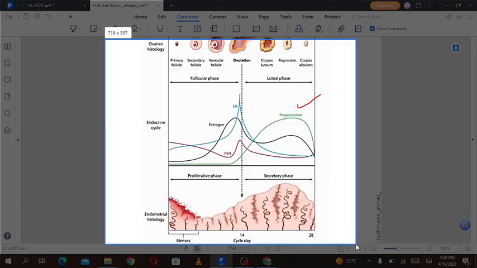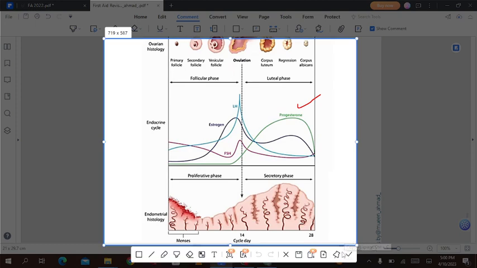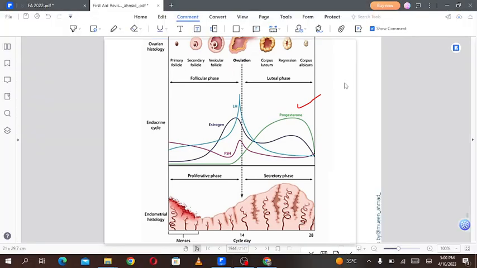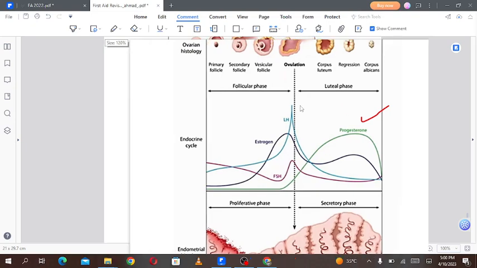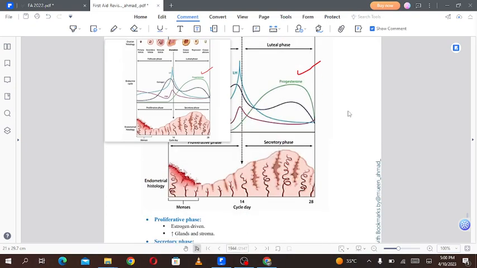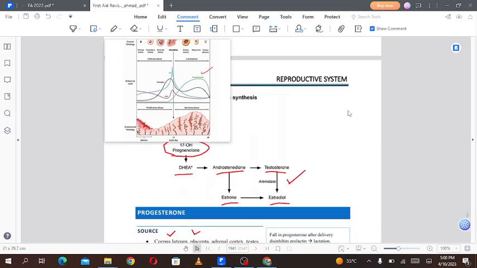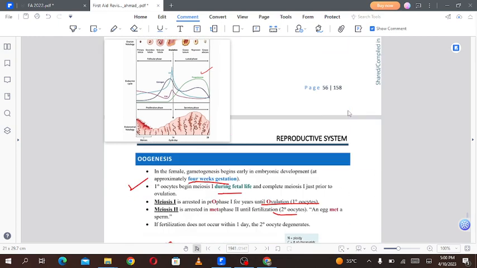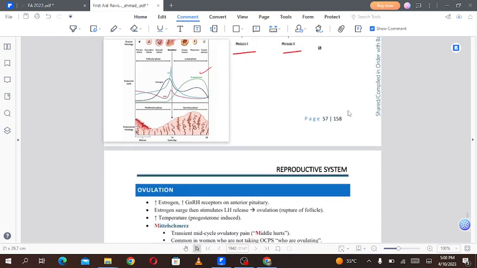I hope this will work for us. So let's make it small, and bring it to our page. So here we were talking about oogenesis, and then we are talking about ovulation.